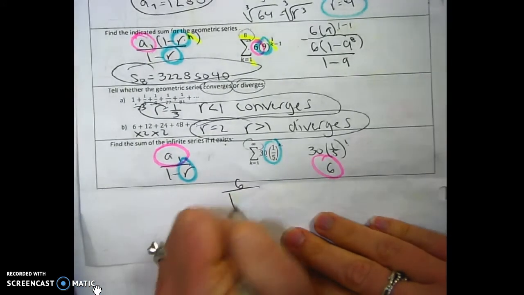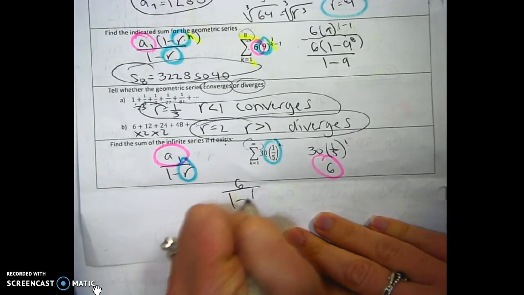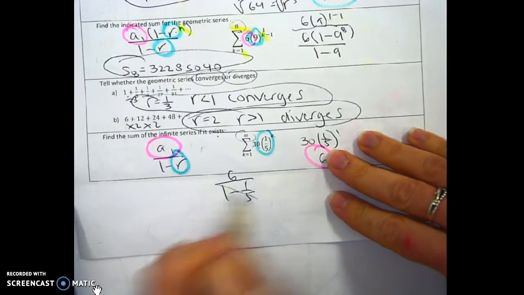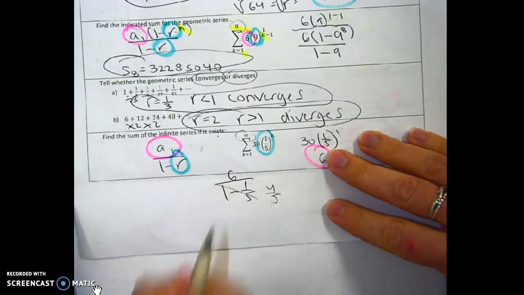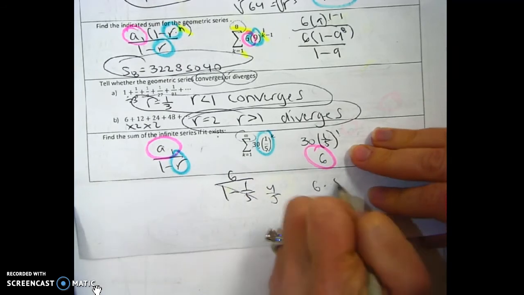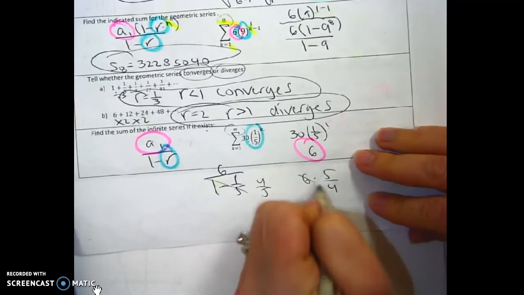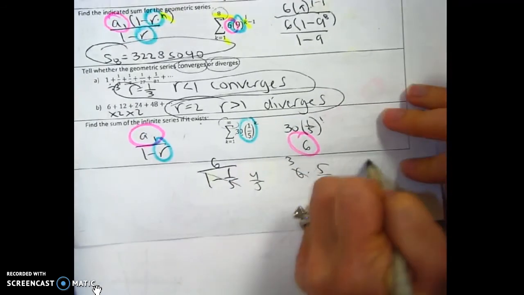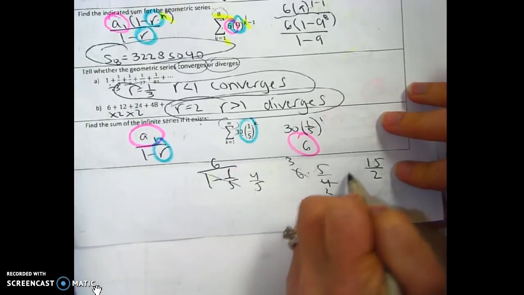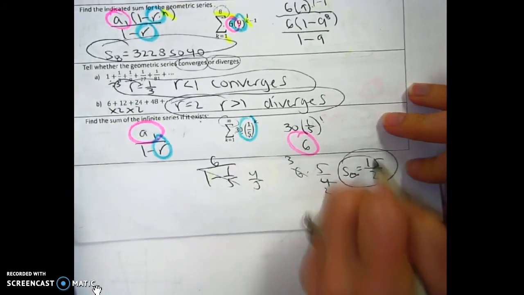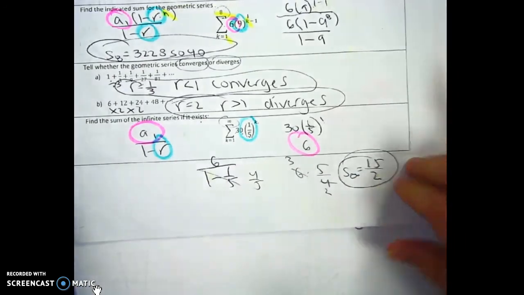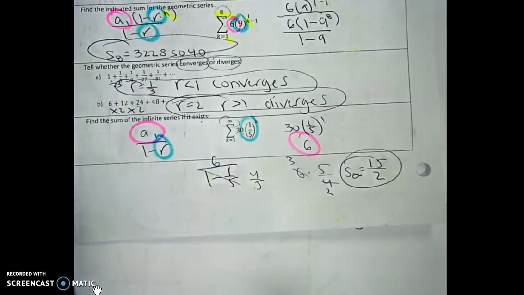So I'm going to go 6 divided by 1 minus 1/5. 1 minus 1/5, you can use your calculator, of course, is 4/5. 6 divided by 4/5 is the same thing as 6 times 5/4. 3 halves, 15 halves. The sum of the infinite numbers of this sequence is 15 halves. And there's the review.